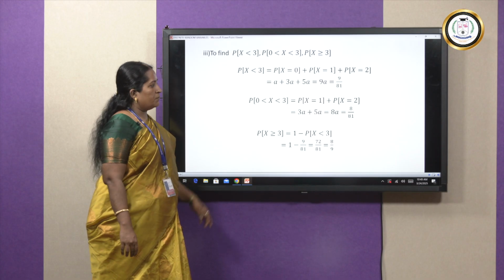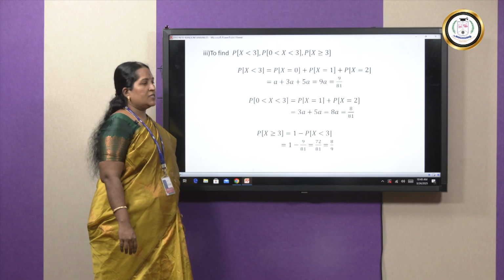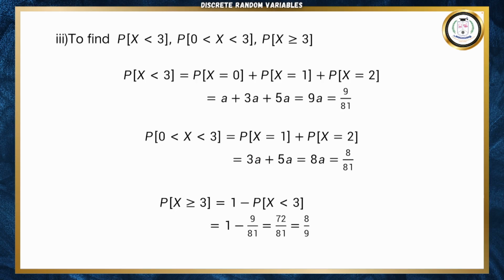So we can write p of x is equal to 1 plus p of x is equal to 2. That is 3a plus 5a, which is equal to 8a. Applying the value of a, we will be getting 8 by 81.